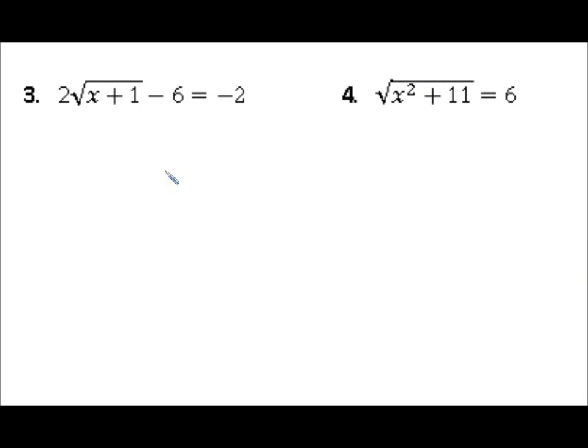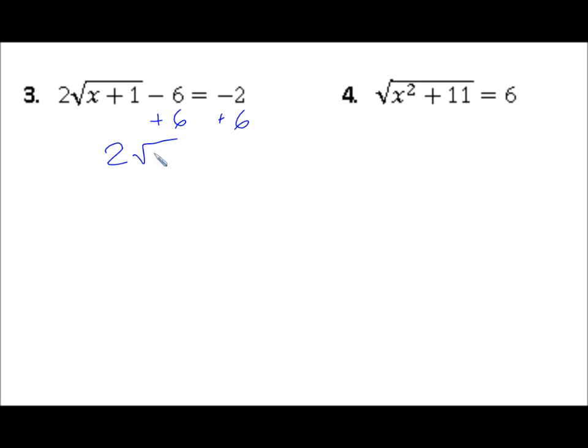Okay, 2 more square root equations. So if you notice on number 3, this is one where the square root is actually not isolated. There's this 2 being multiplied, there's this 6 being subtracted. So there's operations going on around the square root. We need to cancel them in the same order that we would normally if we just had a variable there. So the minus 6 needs to be canceled first. And to do minus 6 would be plus 6 to both sides.